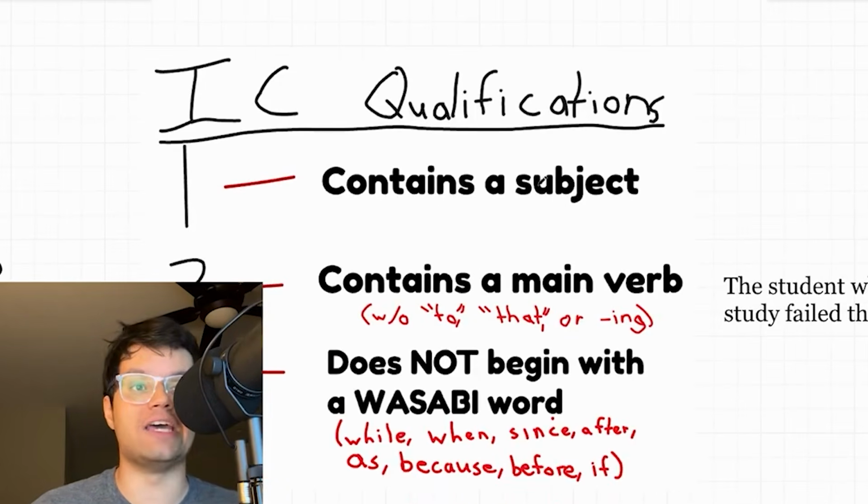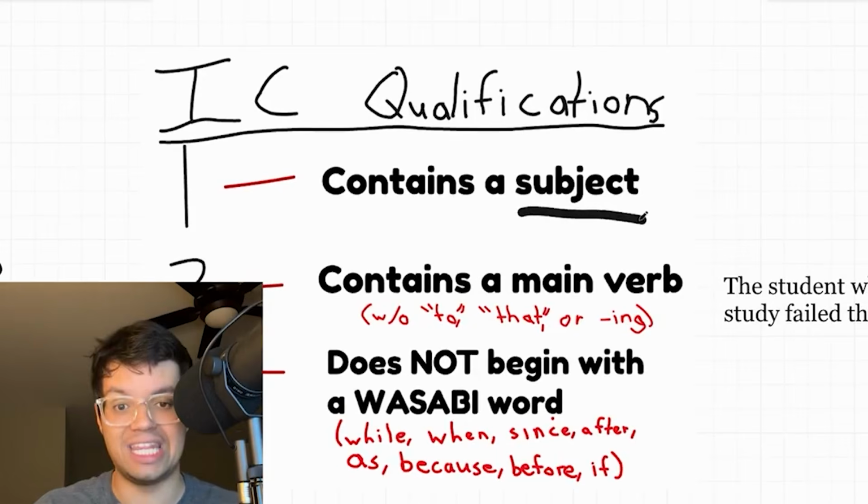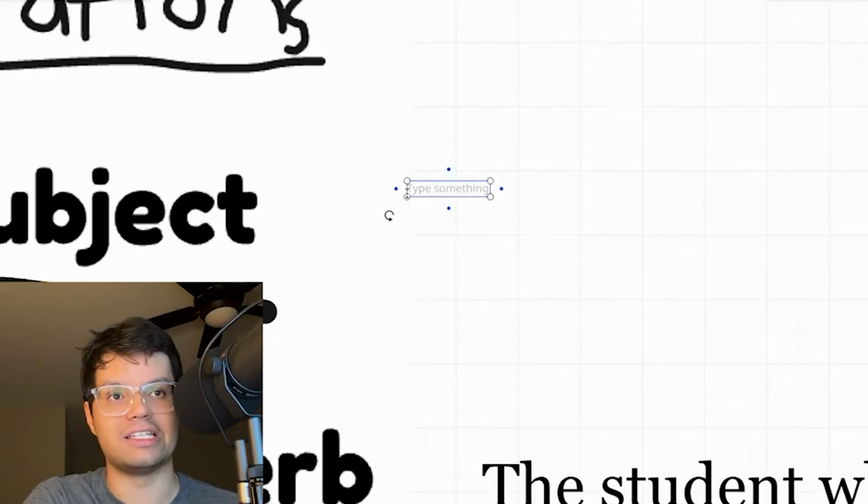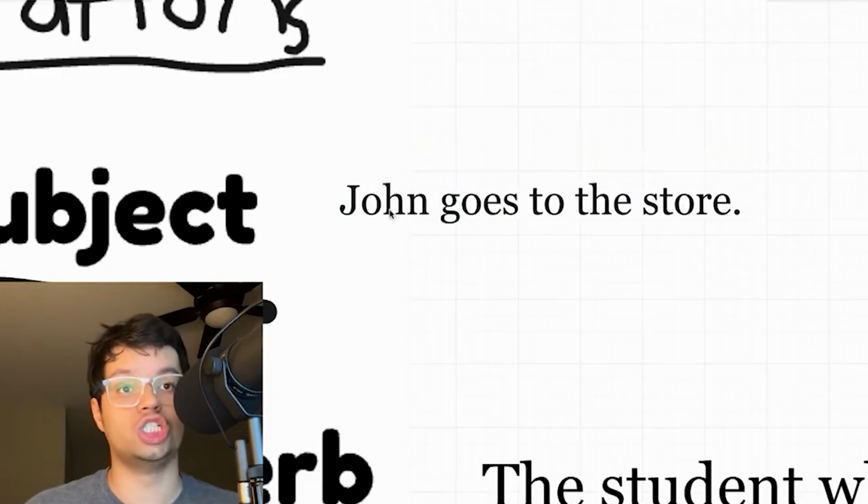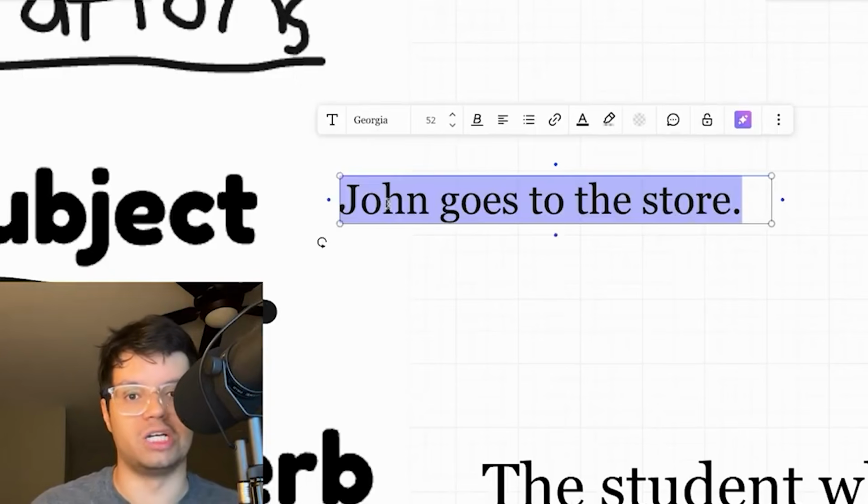Well, first it has to have a subject. A subject is the thing doing the action. If I write a sentence like, let's say, John goes to the store, John would, of course, just be the subject for that. Pretty simple.